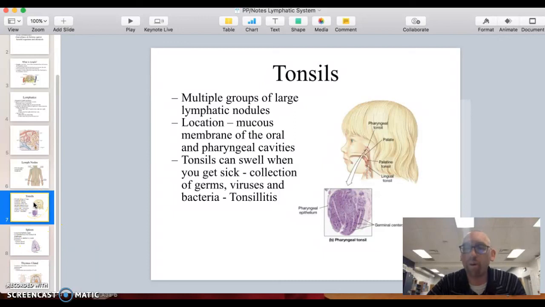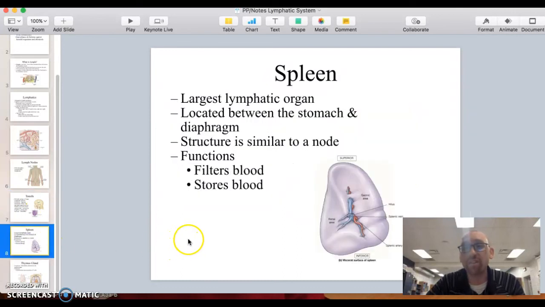There are 3 main parts of it that I'll just point out real quick. I already talked about the tonsils. Your spleen is also a major organ in your lymphatic system along with your tonsils. It's actually the largest lymphatic organ. It's located down by your stomach, between your stomach and your diaphragm. And its main job, all right, is to filter the blood and store blood. So your spleen is really huge in helping get things out of your blood that aren't supposed to be there.